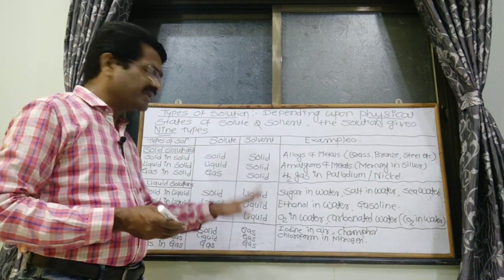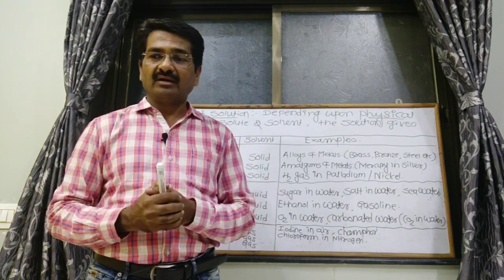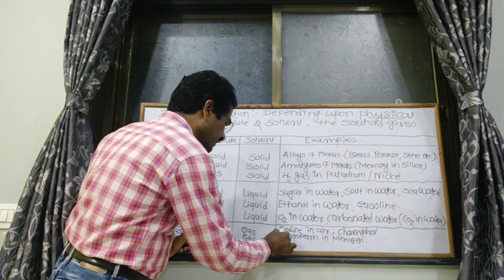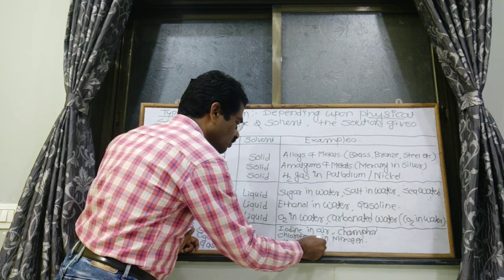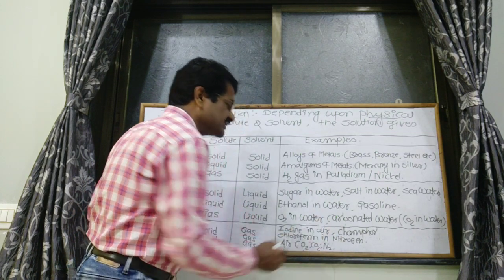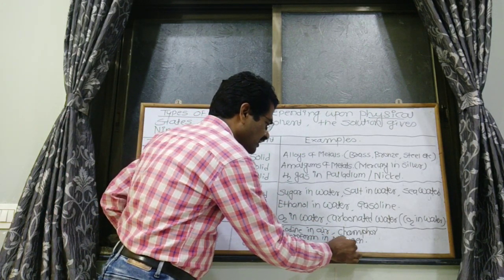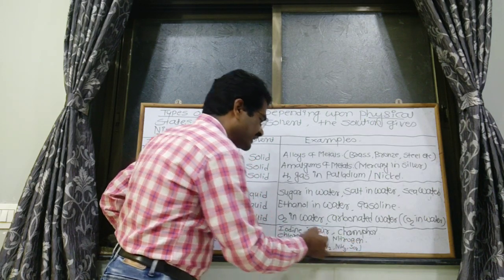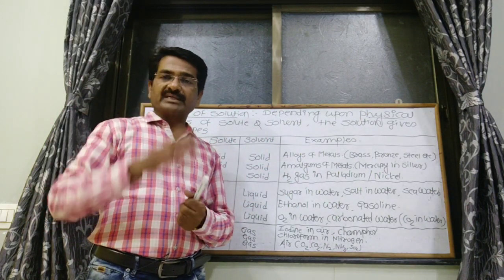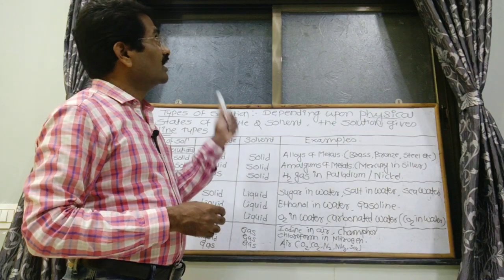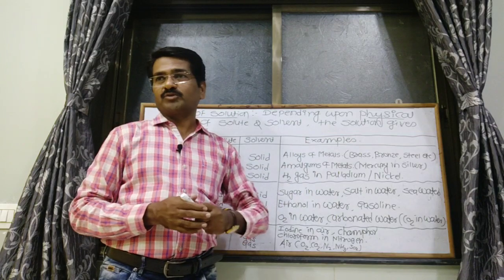Last type, that is gas in gas. One gas is dissolved in another gas. A very simple example is air, which contains different gases, that is O2, CO2, N2, etc. A number of gases are present, including NH3, ammonia, and SO2, sulfur dioxide. All those gases combine together to form the air which is present around the Earth. So these are the 9 types of solution.